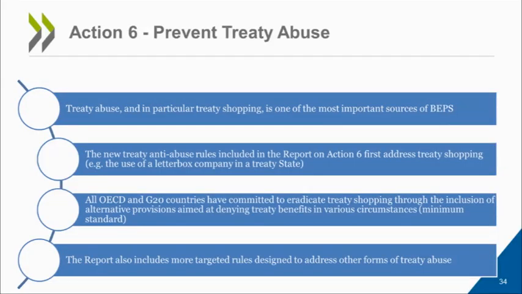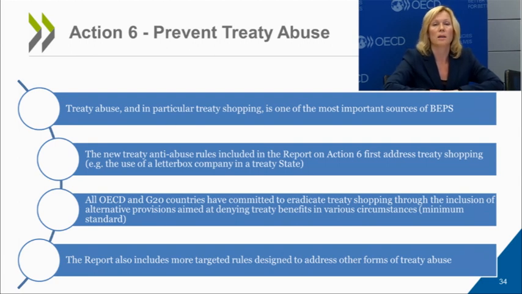But I will start with treaty abuse, and treaty abuse is one of the major reasons for BEPS to be there. It's one of the most important sources of BEPS. And why is that? Maybe to remind you, if you are a multinational group and you wanted to have access to treaty benefits, but you did not have an entity in a country with very favorable treaties, the only thing that you needed to do is to interpose a letterbox company, a letterbox entity in that jurisdiction in a transaction, and by doing that you could access those treaty benefits.